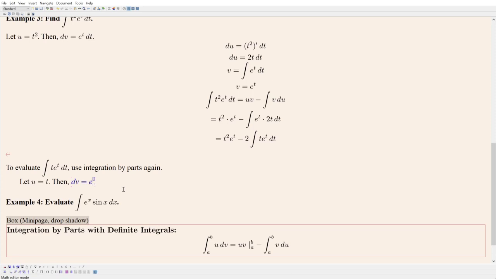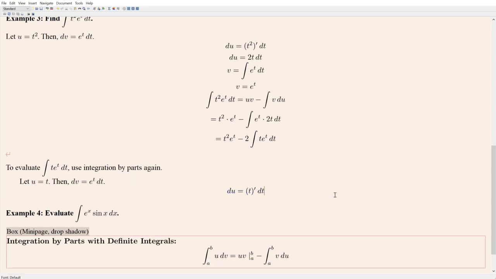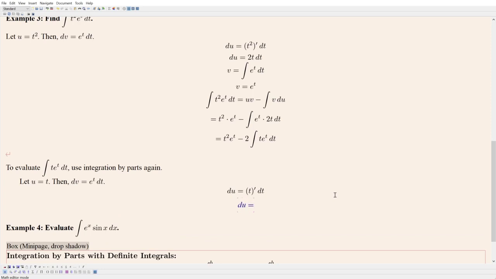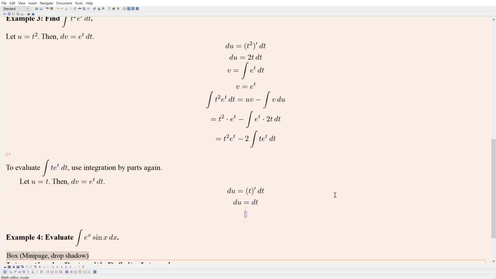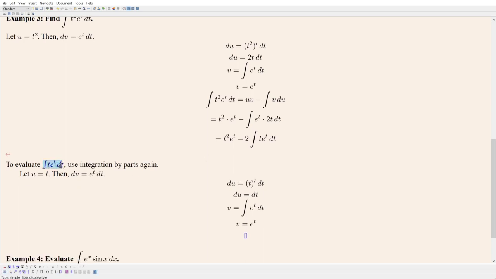So then dv is equal to e to the t dt. So we just go through the same procedure again. du is equal to the derivative of t dt, so that is 1 dt. v is equal to the antiderivative of e to the t dt, so that is just e to the t again. And now let's use the integration by parts formula.